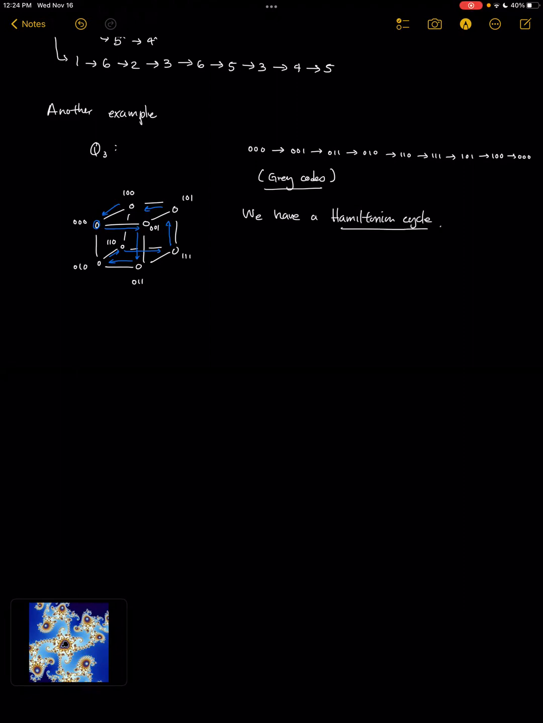Now, what we have here is a Hamiltonian cycle. But the question is whether this graph has an Euler path or circuit. Well, the short answer is no. Because there's a theorem that associates the existence of an Euler path or circuit and the parity of the degrees. In other words, for a connected graph to contain an Euler circuit, every single vertex should have even degree.